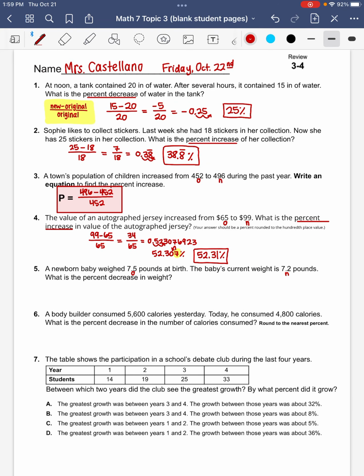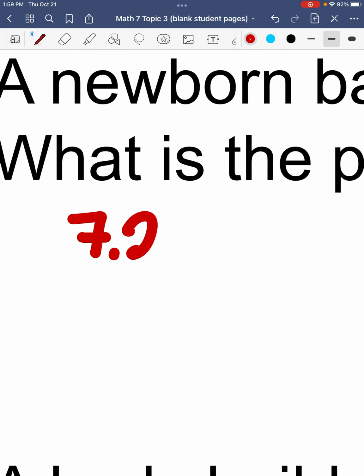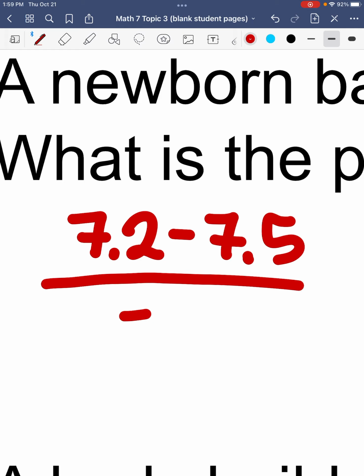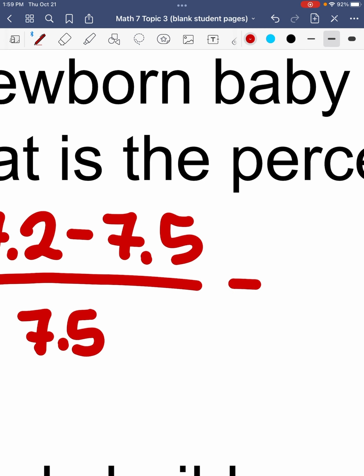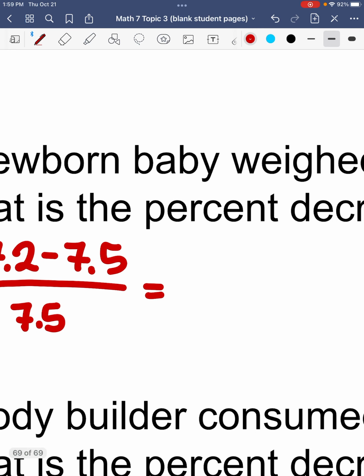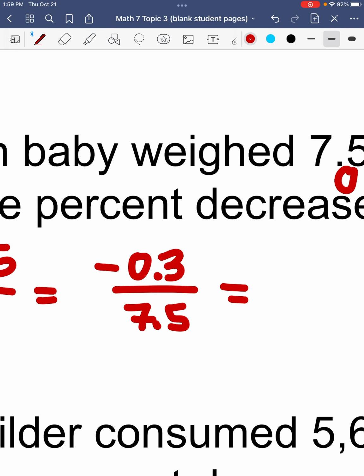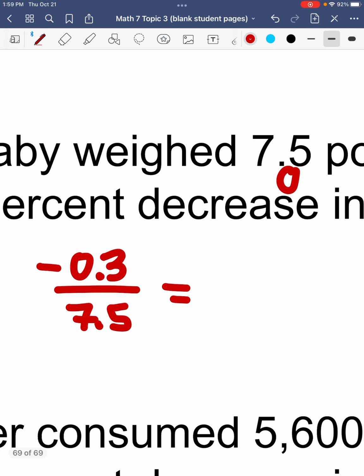So I'm going to set this up using our formula, new minus the original. So 7.2 minus 7.5, all divided by 7.5. So now I'm ready to simplify. 7.2 minus 7.5 is going to give me negative 0.3. And I'm going to divide that by 7.5. So negative 0.3 divided by 7.5, when I put that into my calculator, I will get negative 0.04.